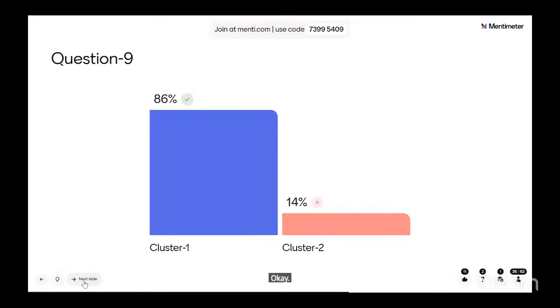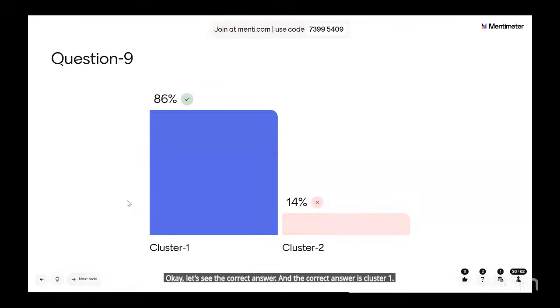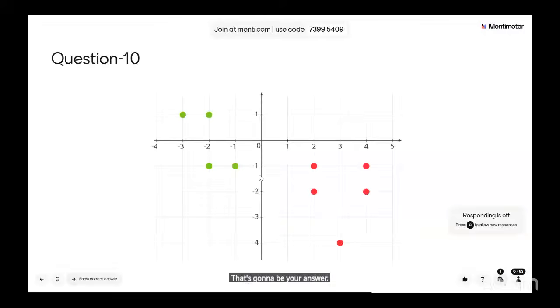Okay, let's see the correct answer. And the correct answer is cluster 1. And the explanation is simple. You just have to find the Euclidean distance, and whichever distance between the 2 points, namely the green and the red one, is lesser, that's going to be your answer. Okay, moving on.